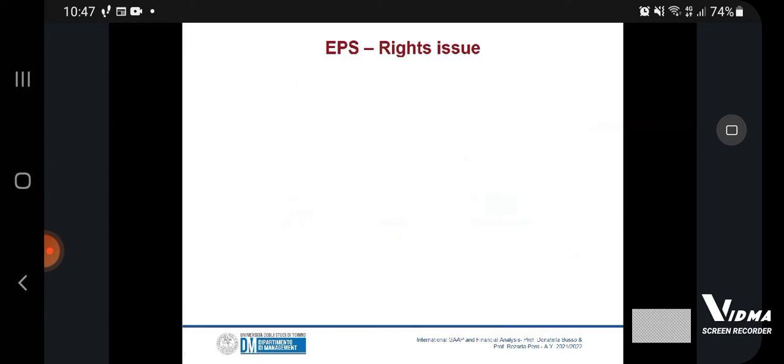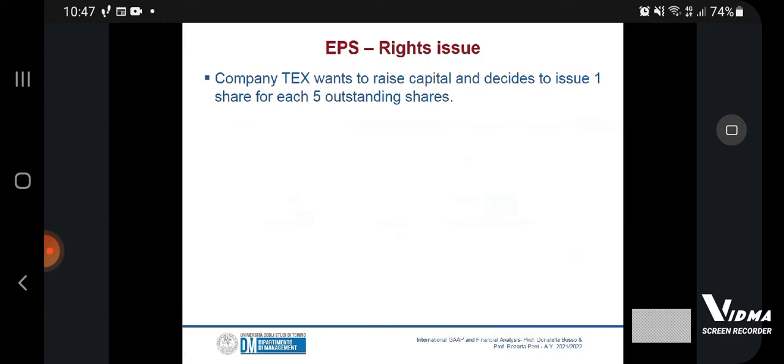I think that we have an example, and maybe this is more clear to explain. Relating to the rights issue, we have this example. I apologize for taking off the mask. It seems to me I can speak clearer when I don't have it, so I apologize again. Explaining the rights issue, we'll have a short example.